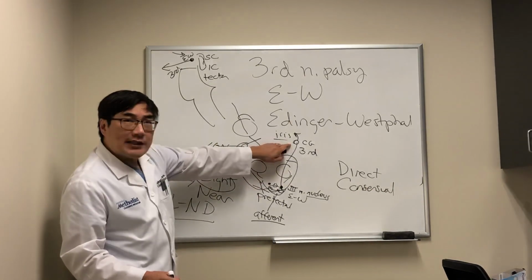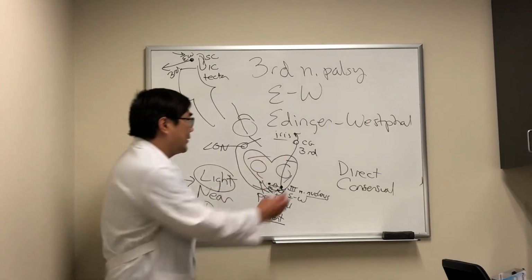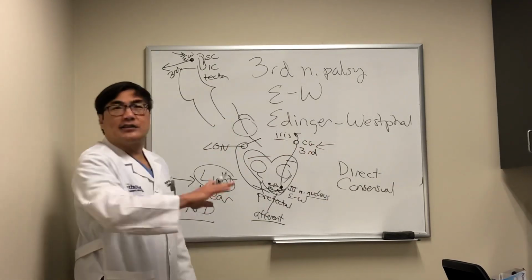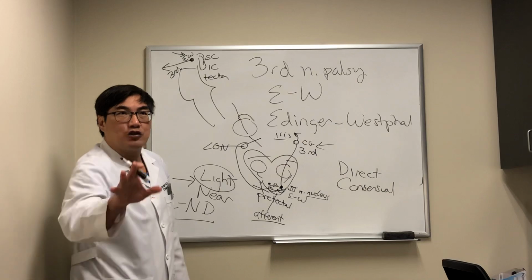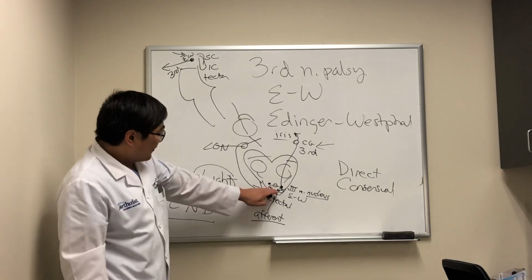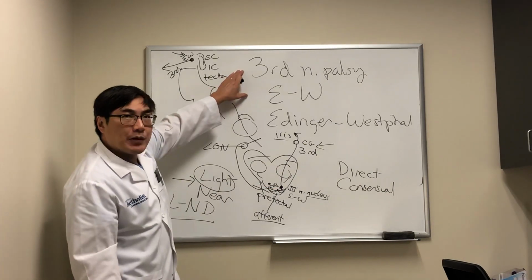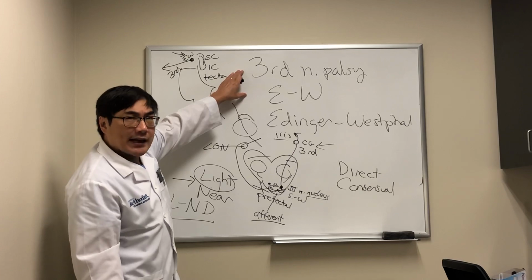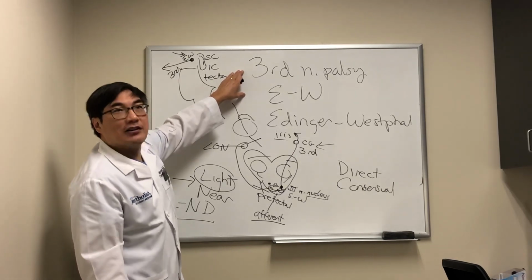The second place you get the light near dissociation is here, at the ciliary ganglion. That's a totally different video, and you should watch that video. But if the question is, how do you determine pupil involvement from third nerve and Edinger Westphal? The answer is, don't look at the pupil. Look at everything else.